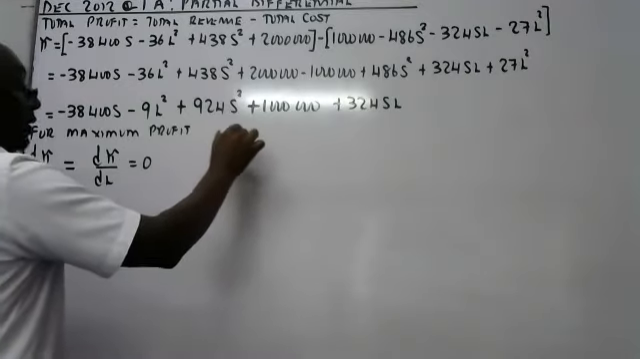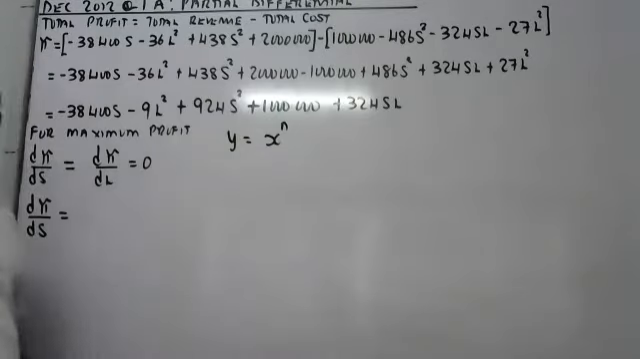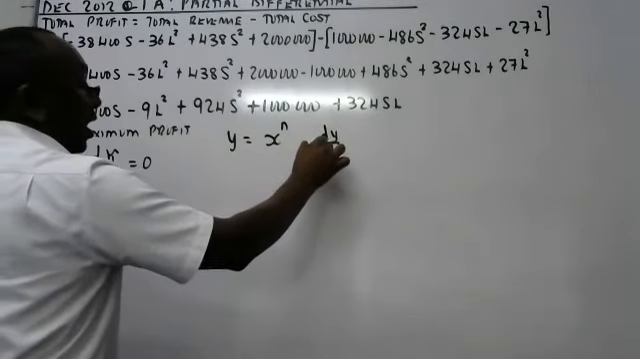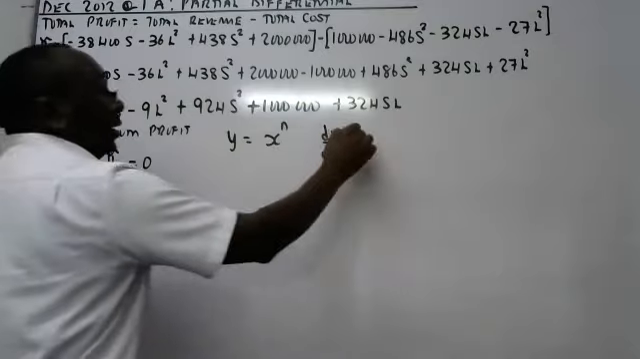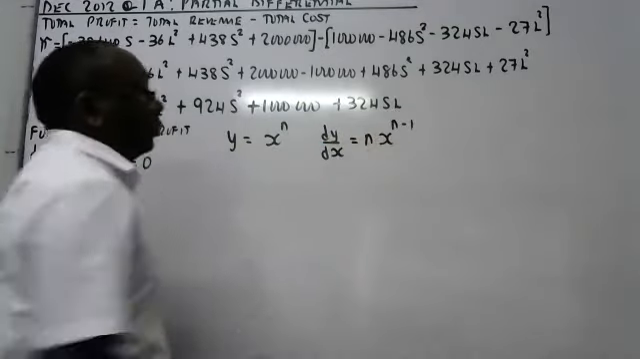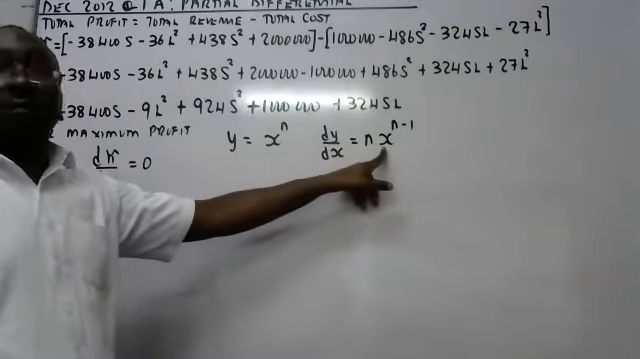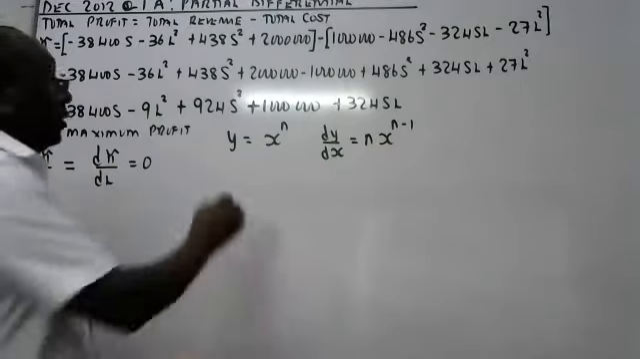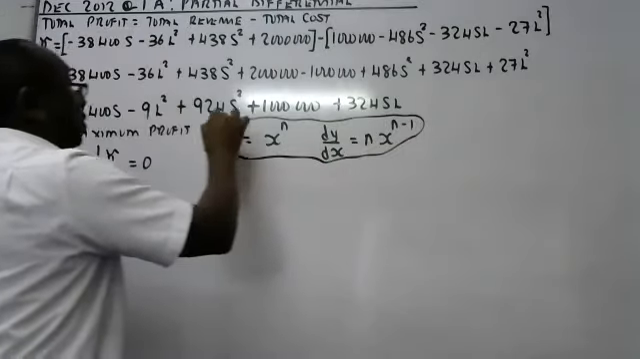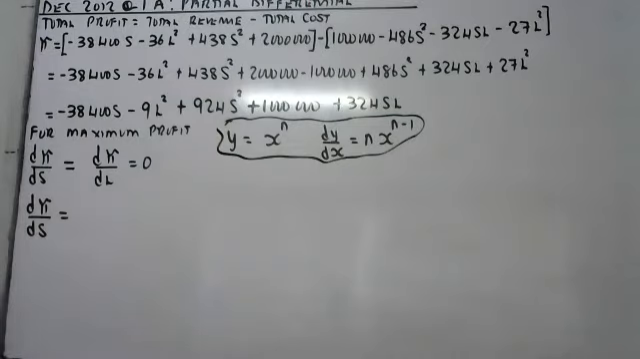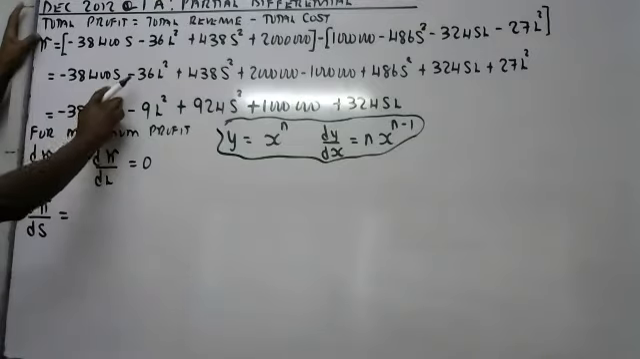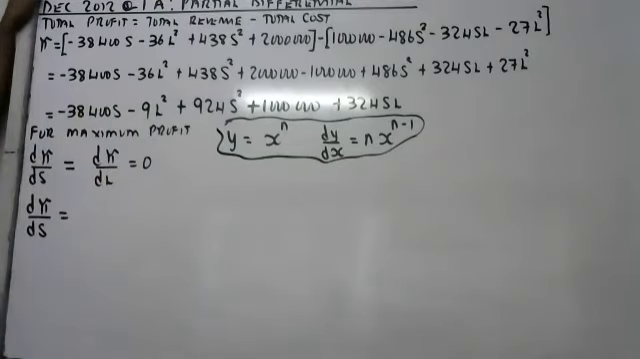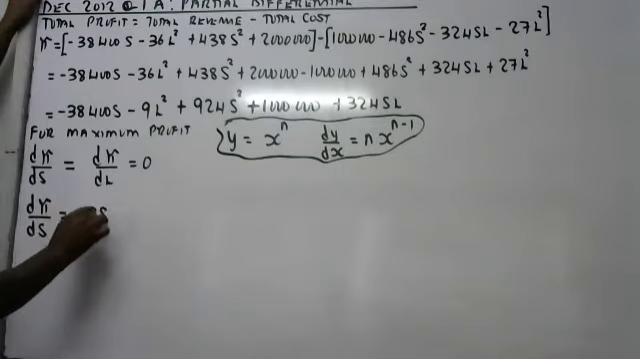when you're differentiating a function, say y is equal to x raised to power n, the differential of y with respect to x is: you take the original power n, multiply it by the original function, then subtract 1 from the original power. That is how we go about differentiation. So this one has S raised to power 1, so you multiply by 1 and we are left with minus 38,400.